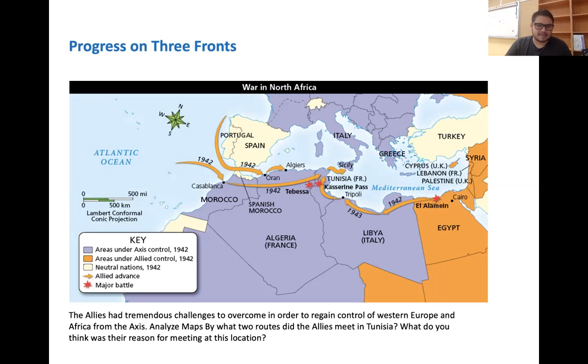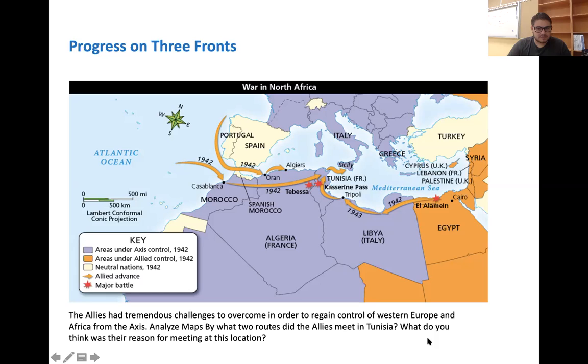Right, so if we look at this map, if we look at North Africa, most of it's going to be under Axis control. Why? Because Rommel's going to go from country to country, from city to city, and is just destroying everything. We're not going to be able to do anything.